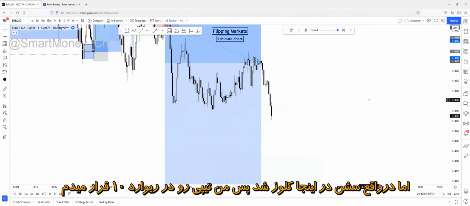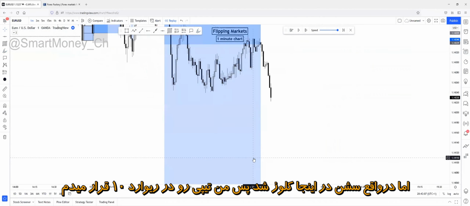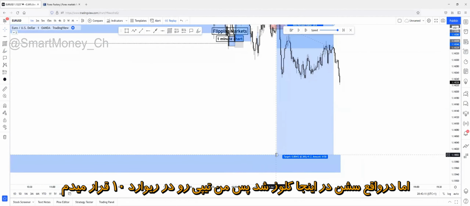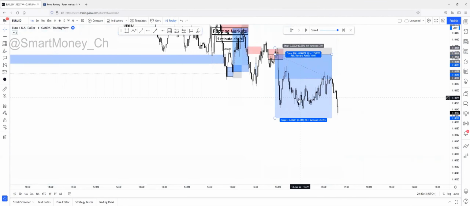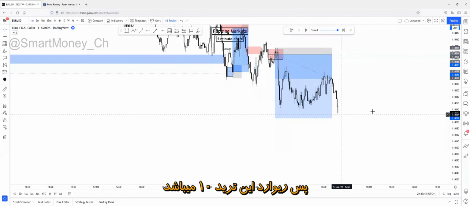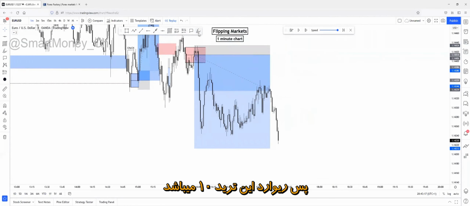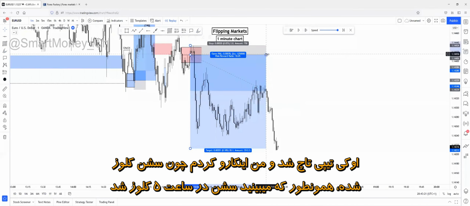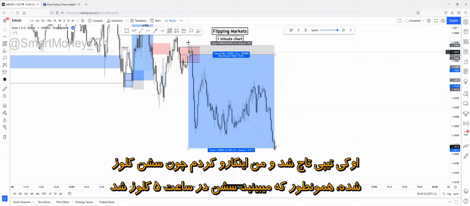But actually the session has closed. The session has closed right here. So I will be just hard TPing my trade at a 1-to-10 risk reward ratio. And this will be the 1-to-10 risk reward ratio. Let's see if it hits TP. Okay, it did hit TP. I just did this because the session has closed.